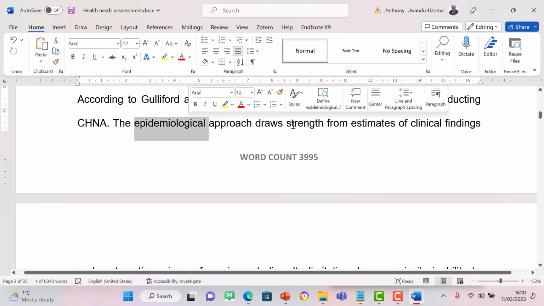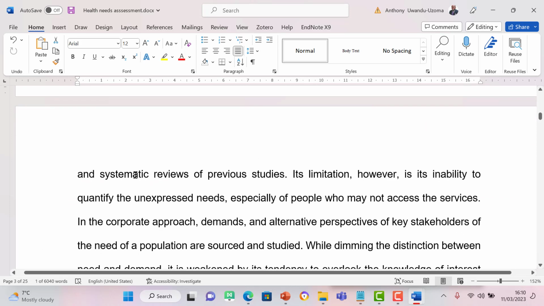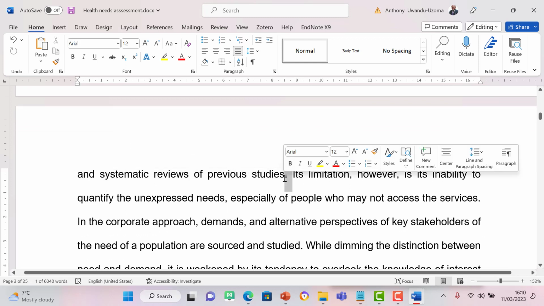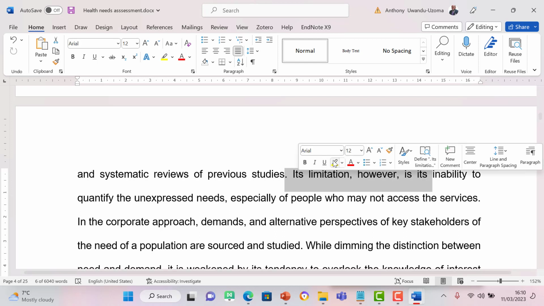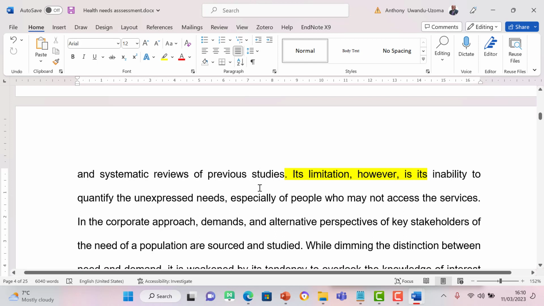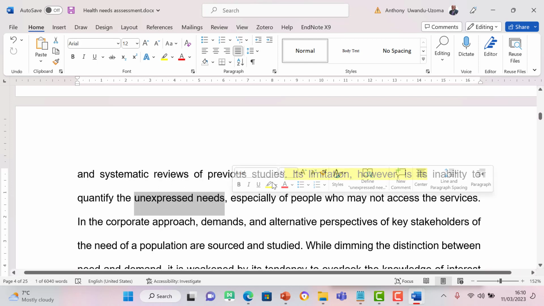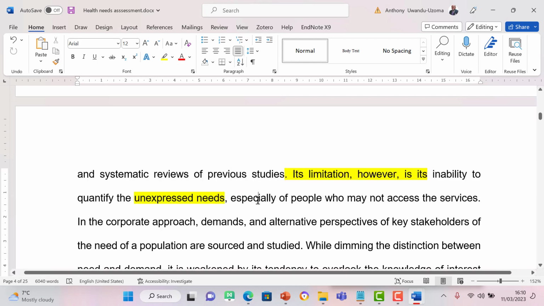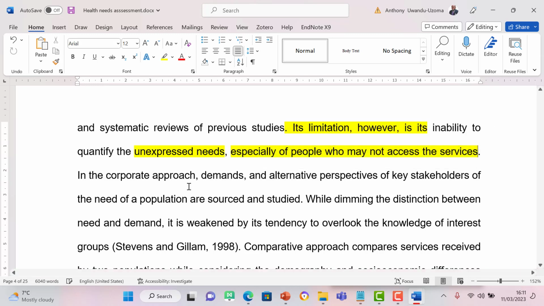The epidemiological approach draws strength from estimates of clinical findings and systematic reviews of previous studies. Now, this is what I was saying: you must critique your approach. You can see this is how she put it here. Its limitation is its inability to quantify unexpressed needs, especially those who may not access services. All right. Now, the next one is what?